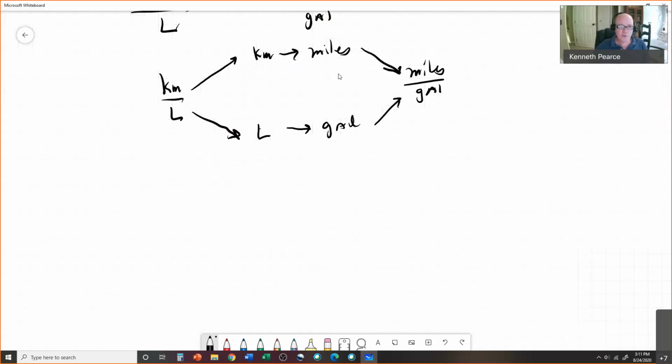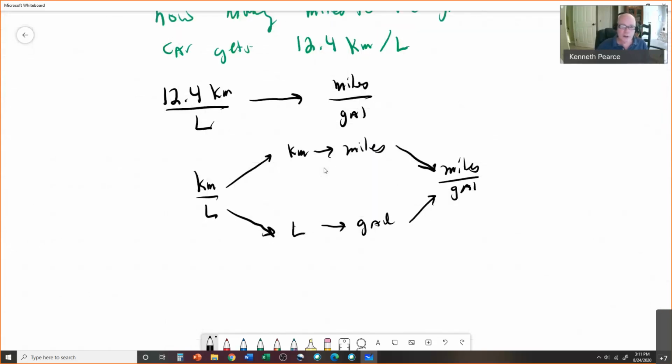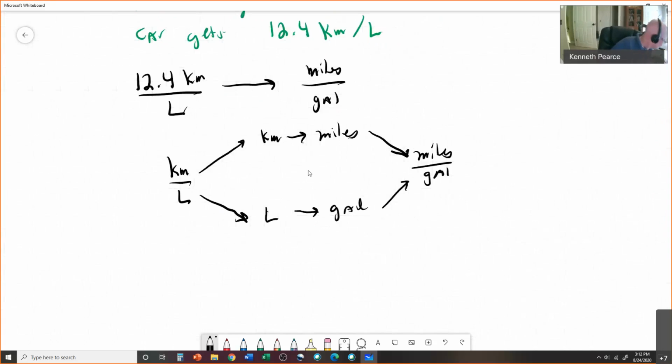Okay, so that's the kind of plan that one should do. And so let's do that. So we have kilometers to miles, and I look up the length, and from the back of the book, 1 kilometer is 0.621 miles.